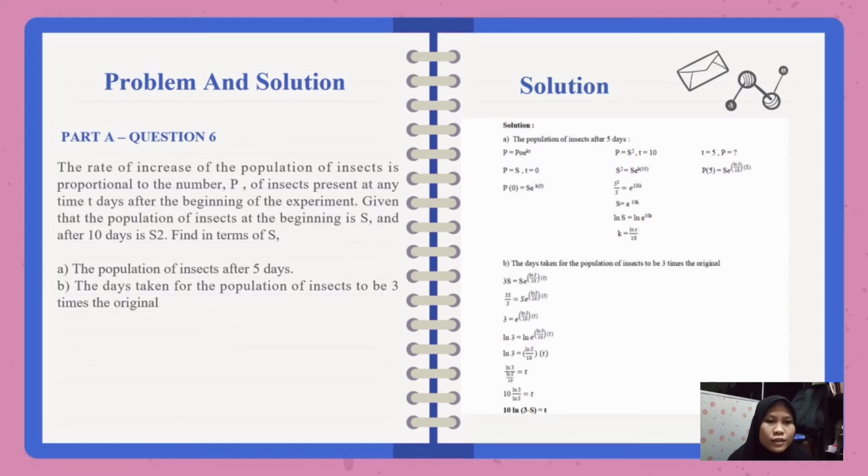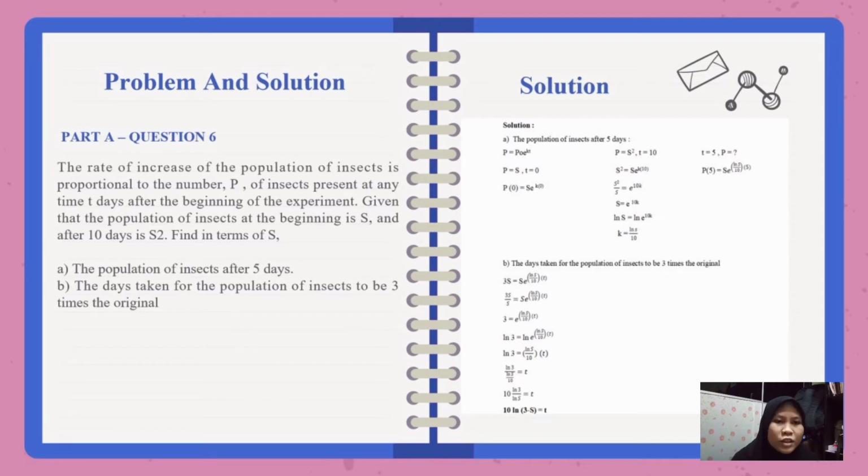And then after that we are going to solve for the days taken for the population of insect to be 3 times the original, which means 3S equals S exponent the power of ln S divided by 10 multiplied with T, where we don't know T. So 3S divided by S equals S exponent the power of ln S divided by 10 multiplied with T, and we get 3 equals exponent the power of ln S divided by 10 multiplied with T.